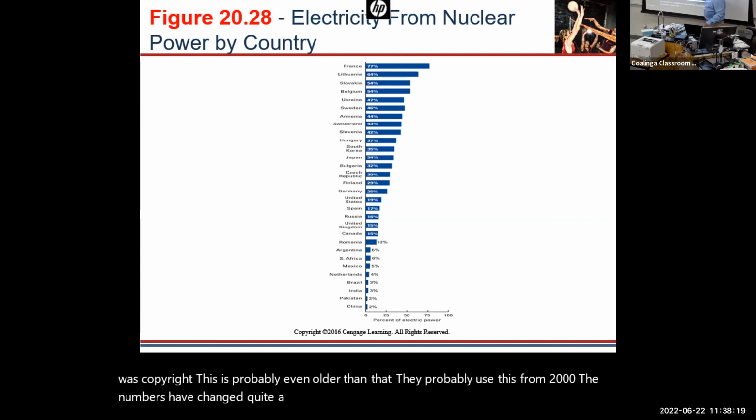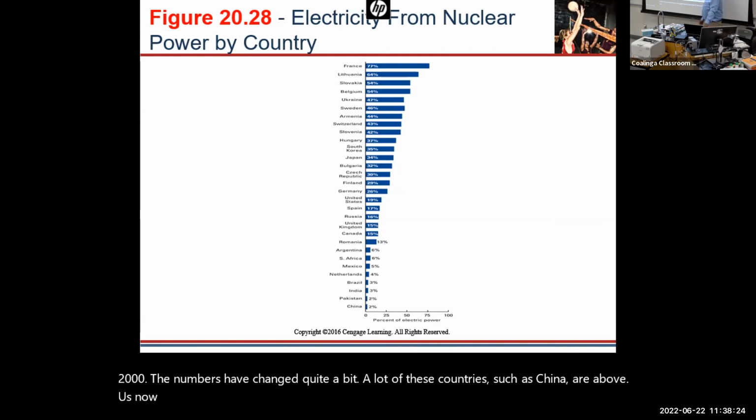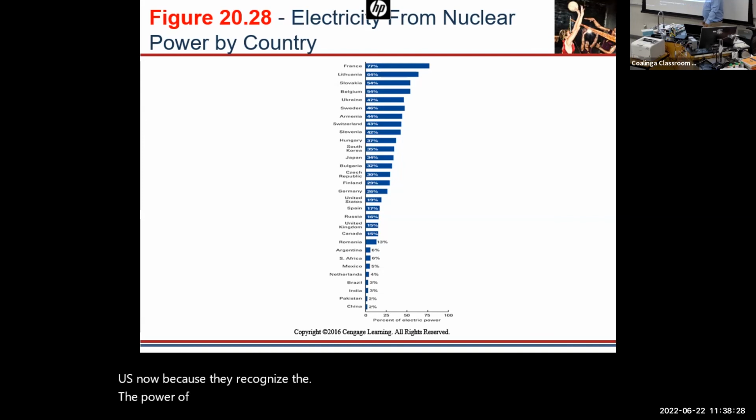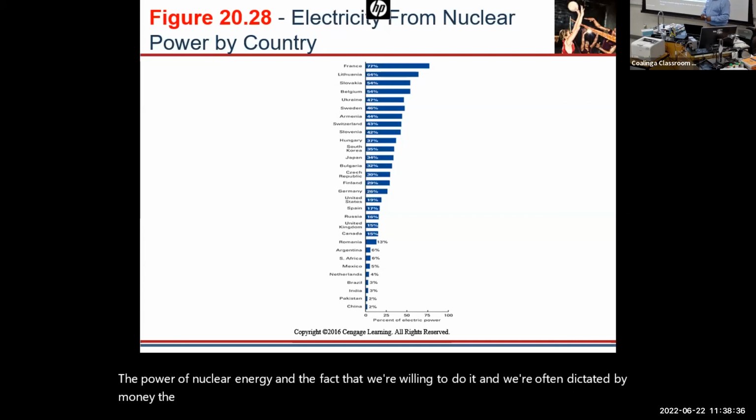A lot of these countries, such as China, are above us now because they recognize the power of nuclear, and the fact that we're often dictated by money, the industries that are currently ruling the country, more so than anything else, and so that plays a huge part in our decisions.